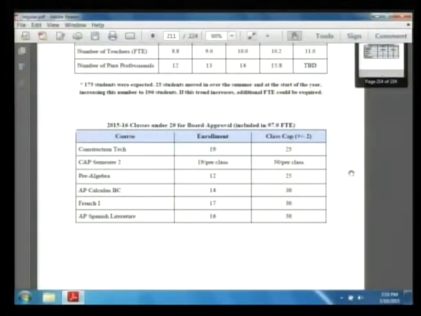Okay. The chart underneath that shows classes that are under 20, which are included in the 97.2 FTE. And you can see 2 of those classes are our capstone classes with AP Calc BC and AP Spanish Literature. Well, those make a lot of sense to me, but the pre-algebra, is that for anybody can take that? It's not for special ed, because you would have listed that, right?